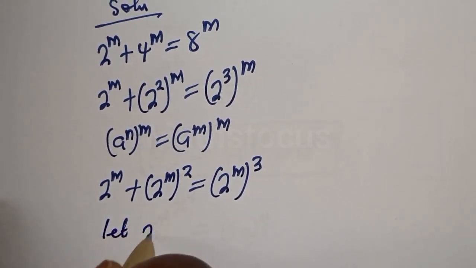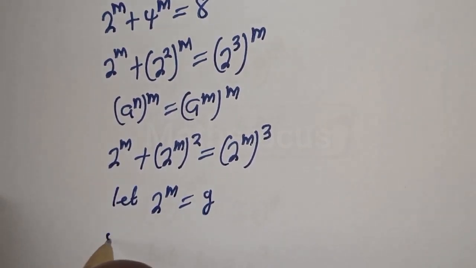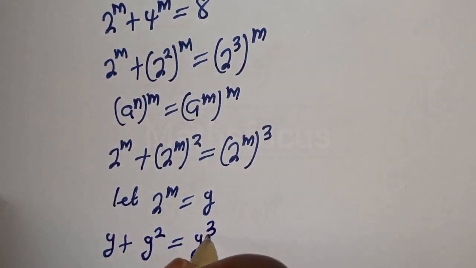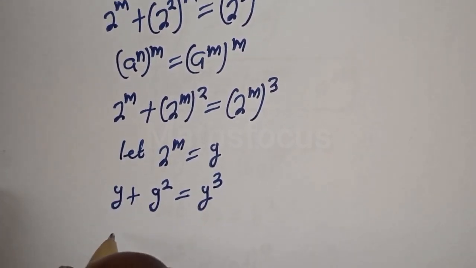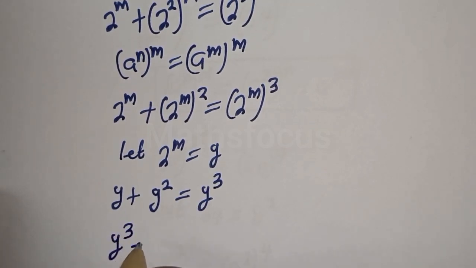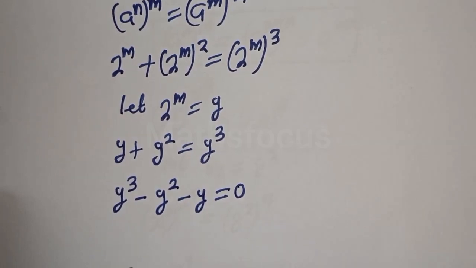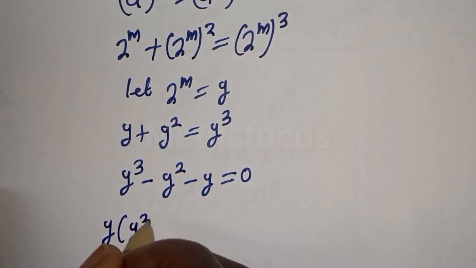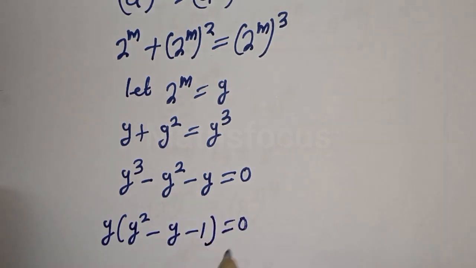Let 2^m be equal to y. Then y plus y squared is equal to y cubed. And we can rearrange this: y cubed minus y squared minus y is equal to 0. Then let's factor y out: y times (y squared minus y minus 1) is equal to 0.